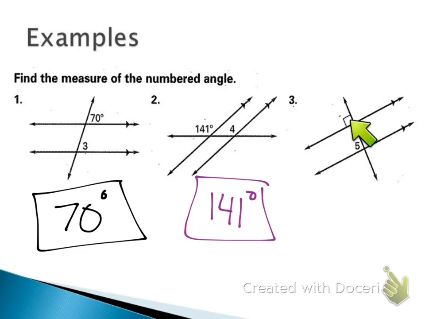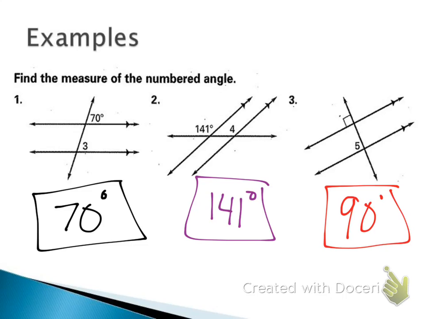Again, we have corresponding angles. So if this one's a right angle, what's this one? A right angle. And what's the measure of a right angle? 90 degrees. Great. What are your questions on these 3?